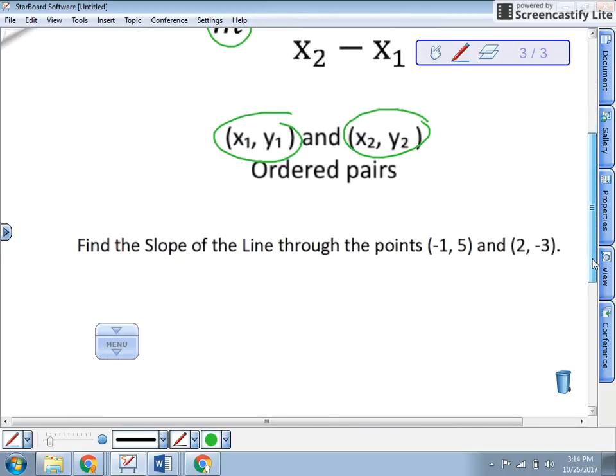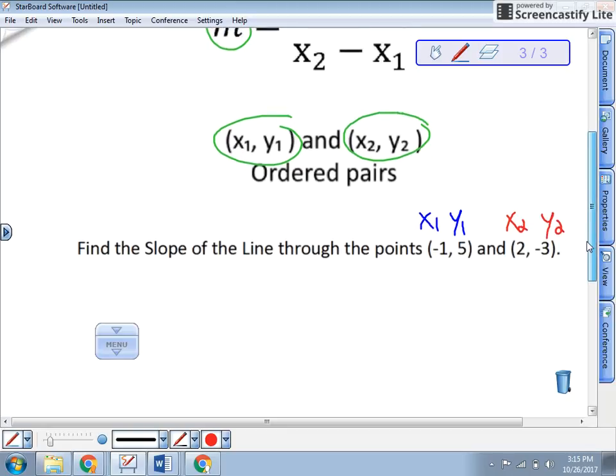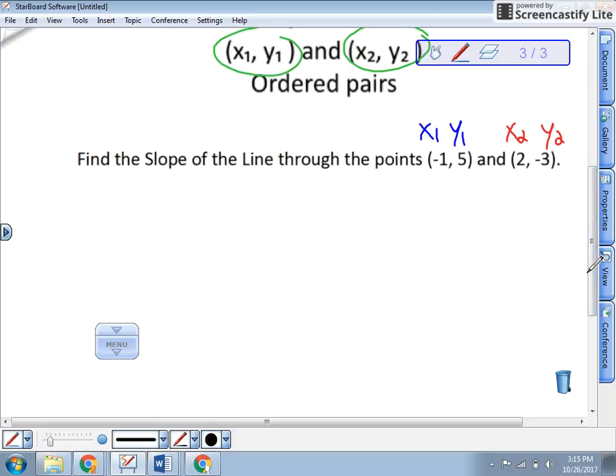Here it is. What you want to do is label your points. Call one of them x1, call one of them y1. It doesn't matter which one you call x1, but if you call this one x1, this has got to be y1. And then we'll call this one x2, we'll call this one y2. There's our formula right up there. I'll rewrite it so we can see it. All right, m equals y2, always a minus sign, y1 over x2 minus x1.